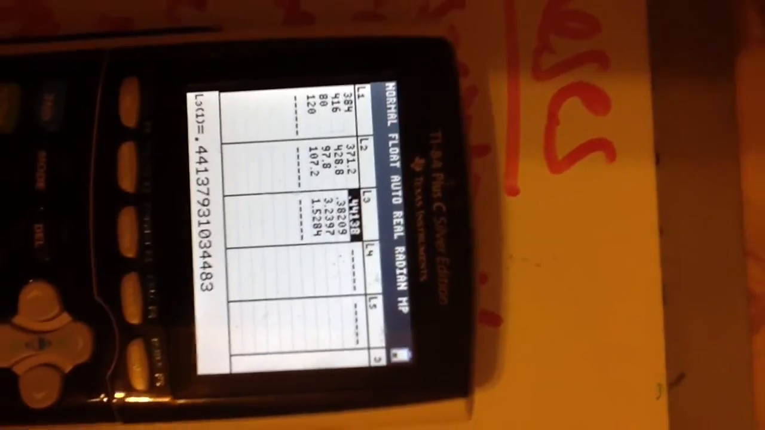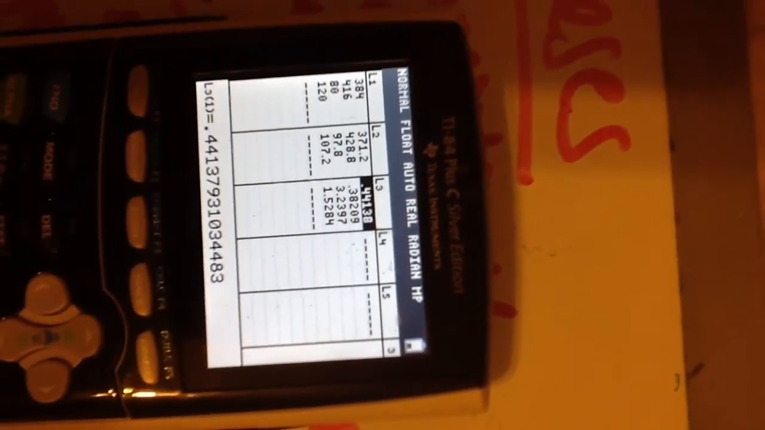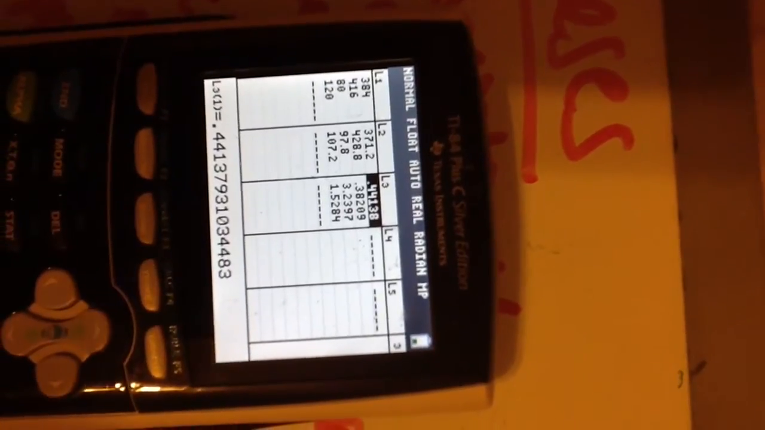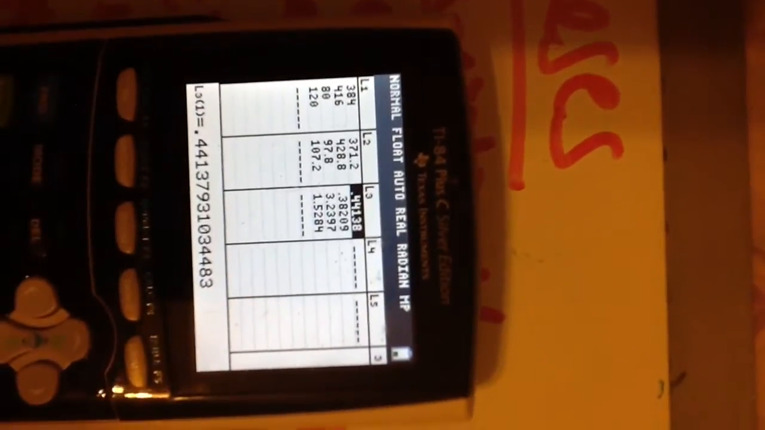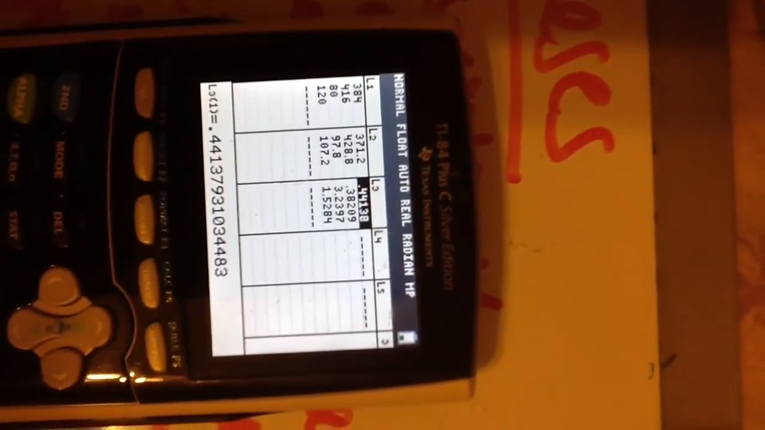384 males are satisfied, 416 females satisfied, 80 males not satisfied, and 120 females not satisfied. And from that proportion, we can determine that 800 people were total satisfied and 200 not satisfied out of 1,000 total people. So 0.8 is our expected value. So here's our expected values: 371.2, 428.8, 97.8, and 107.2.